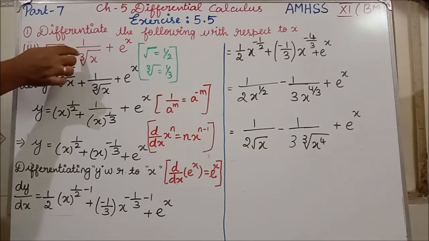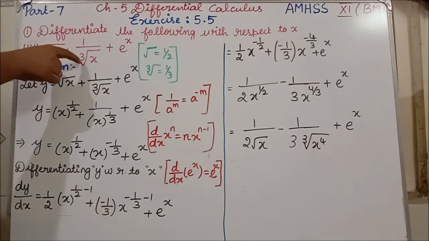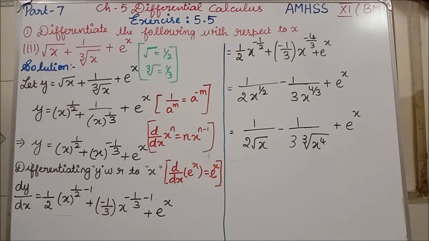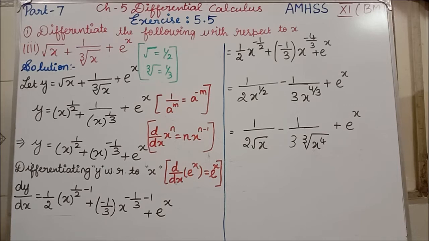Inside the square root they have written 3, which means it is a cube root. You have learnt this in lower class, isn't it? Only if there is just the line, it is a square root. If you have 3 inside this line, that is a cube root. Clear? So the question is root x plus 1 divided by cube root of x plus e power x. We have to differentiate with respect to x.